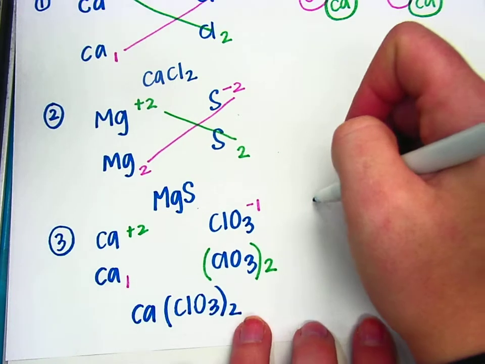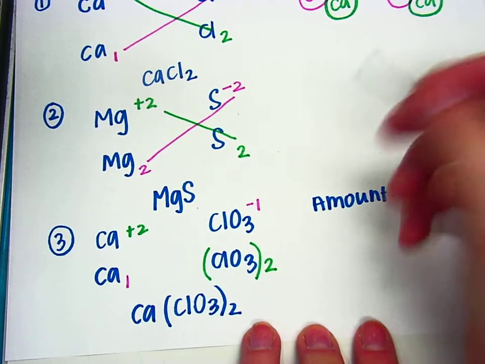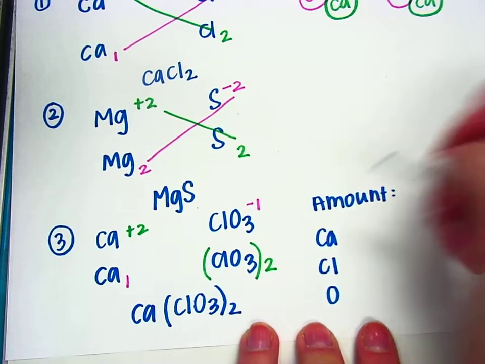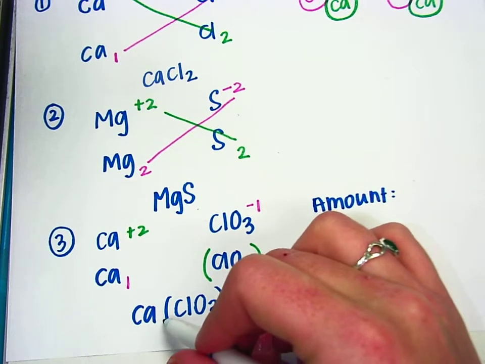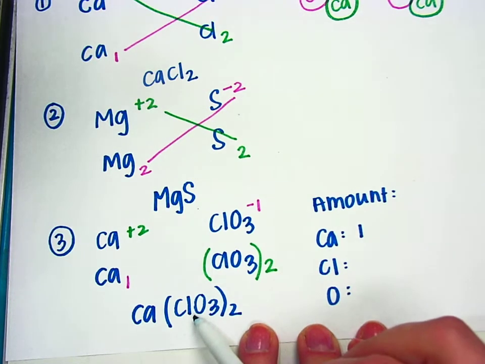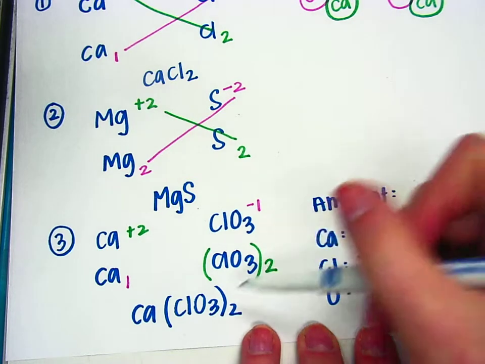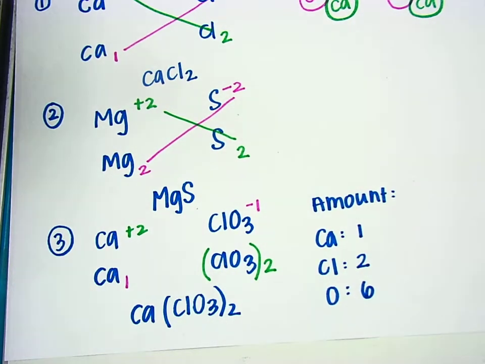Another thing you want to make sure you're able to do is to identify the amounts of each element. So in this problem I have Ca, Cl, and O. There's no number next to calcium, which means that I have just one calcium. Next to chlorine, there is also no number. However, it is in parentheses, so I'm going to have to multiply. 1 times 2 gives me 2 chlorines, and then for oxygen, 3 times 2 gives me 6. So make sure you're able to do that.